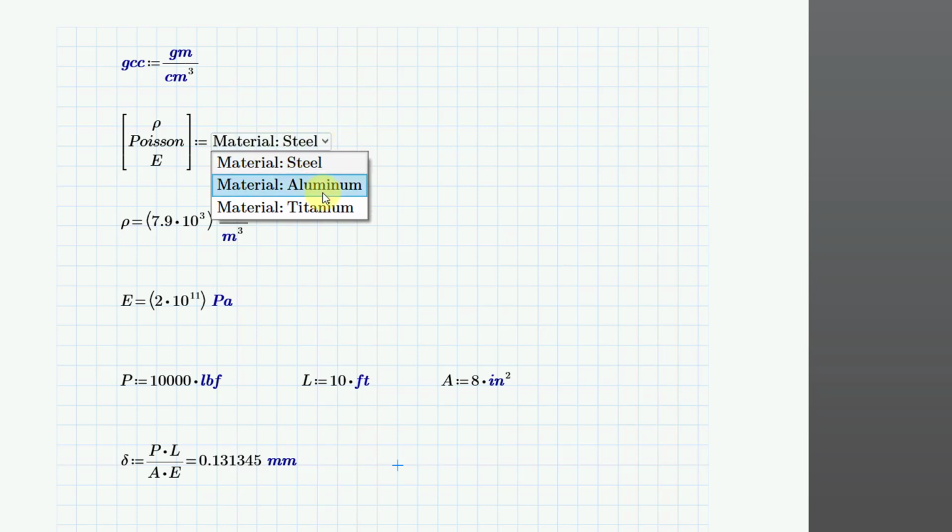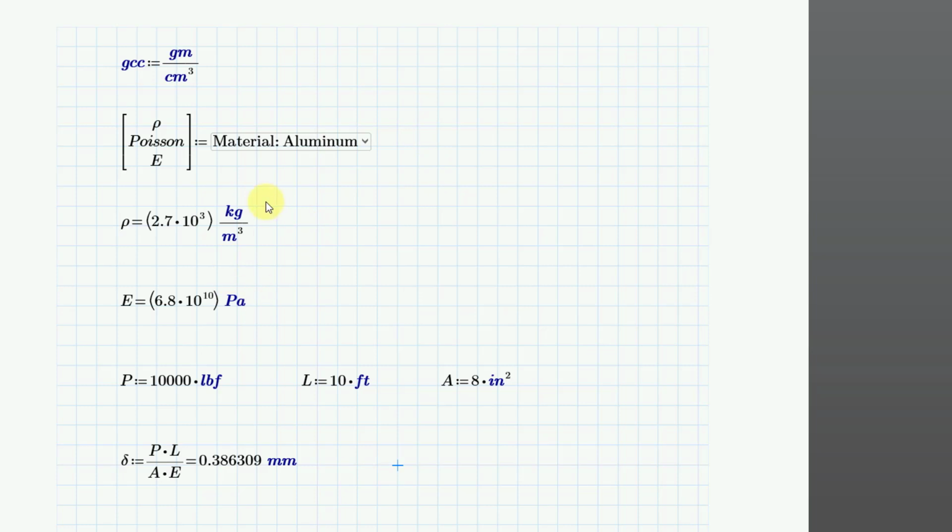And so we can change the selection from the combo box, and it updates the different evaluations and calculations in our worksheet.